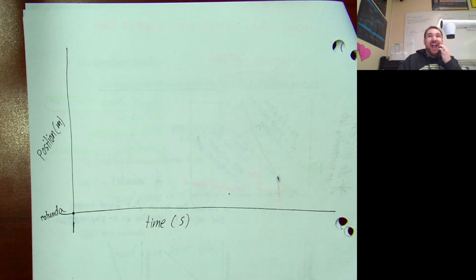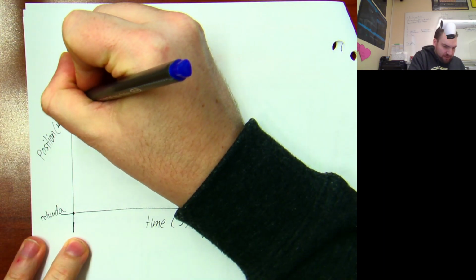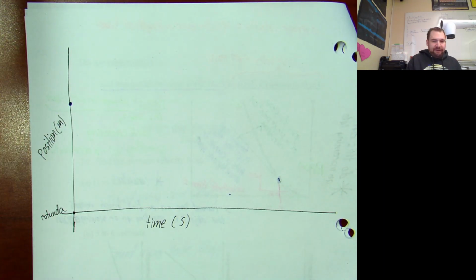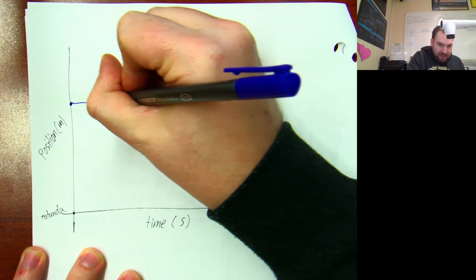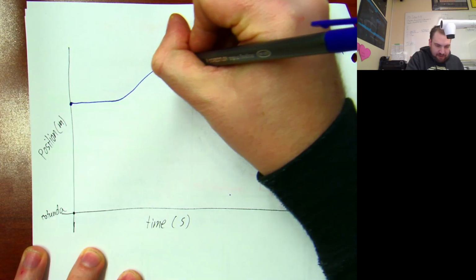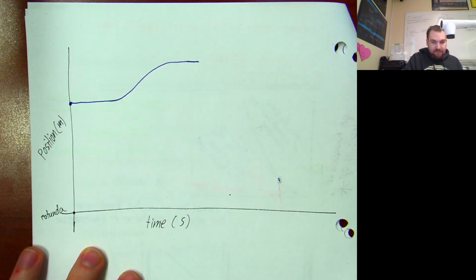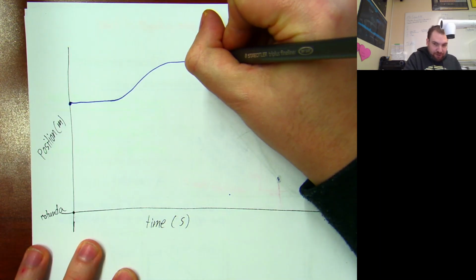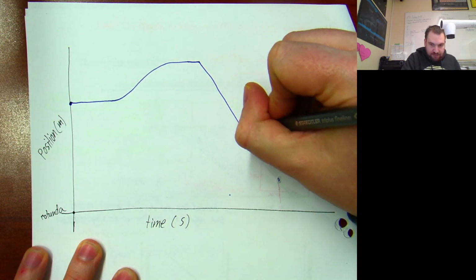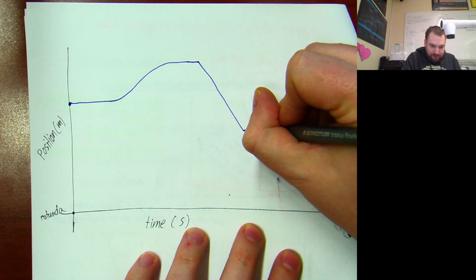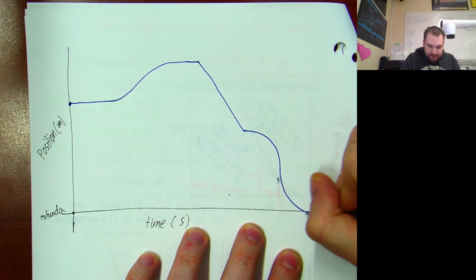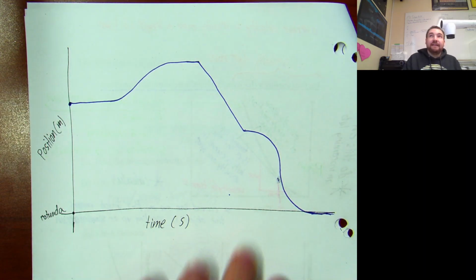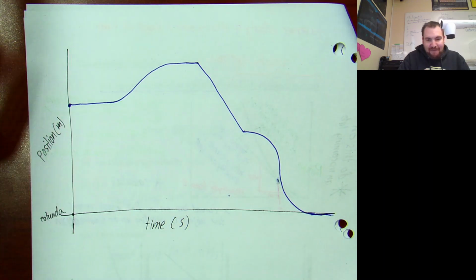What I want you to do is draw this. So put a dot right there. And we're going to draw this. It's going to curve up. It's going to do this, and this, and this. We're going to bring it down to a flat line there. Draw me something that looks like that.